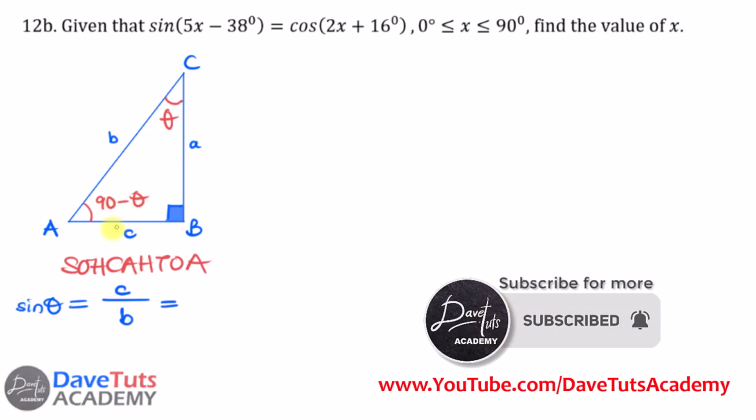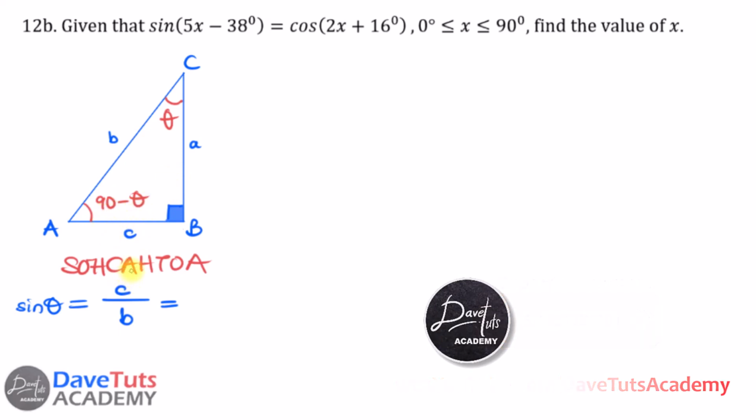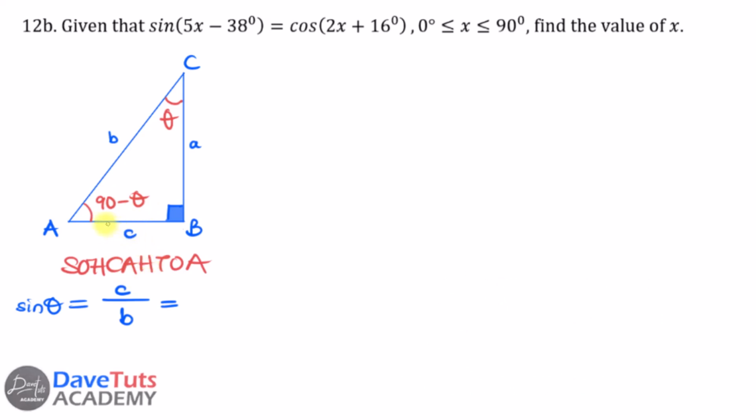If you are observant, this c over b is also going to be the cosine of 90 minus theta, because what is cosine? Cosine is adjacent over hypotenuse. So for 90 minus theta, what is the adjacent? It is c. What is the hypotenuse? It is still that b. So we can say this is also going to be cos of 90 minus theta. As a rule of thumb, we just have it that sine theta is always equal to cos of 90 minus theta.